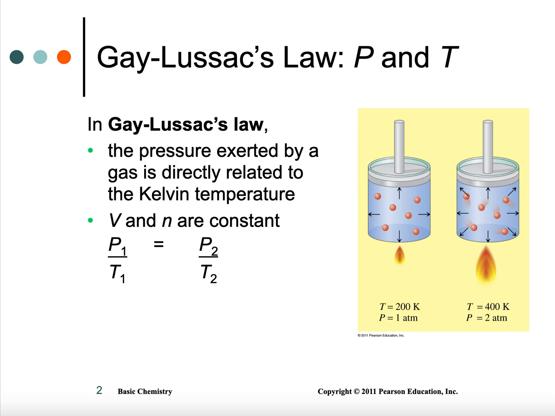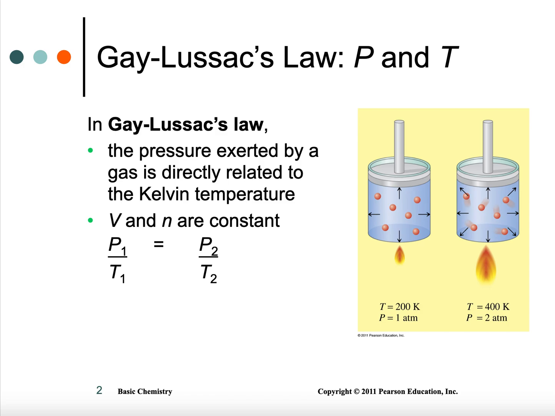Okay? So we realize that this is now a direct relationship. As pressure goes up, temperature goes up. As temperature goes up, pressure goes up. So when you do the formula, you're going to have a fraction. So the pressure and the temperature are each over each other: P over T. So P1 over T1 equals P2 over T2.